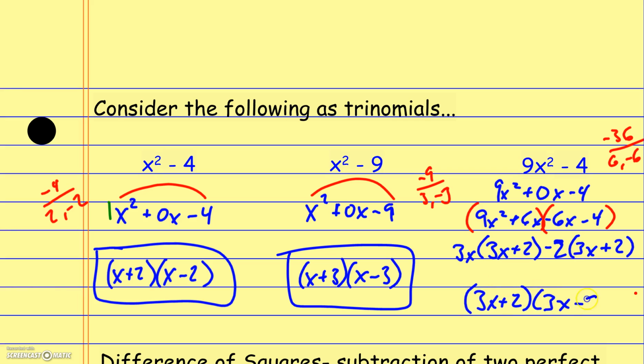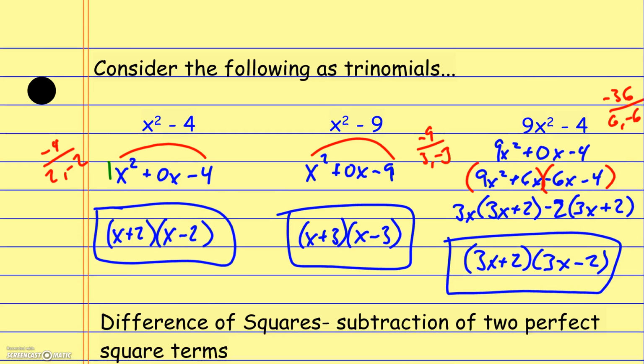And when I look at the answers that I've gotten for each of these, I notice right away that they're conjugates. Here it's an x plus 2 and an x minus 2. It's the same binomial with a different sign in between. Here it's the x plus 3 and the x minus 3. Same binomial with a different sign in between. Here it's a 3x plus 2 and a 3x minus 2. Same binomial with a different sign in between. So these factor into conjugates, and this is what's going to lead us to our shortcut.